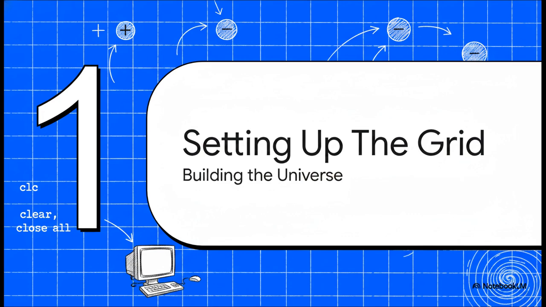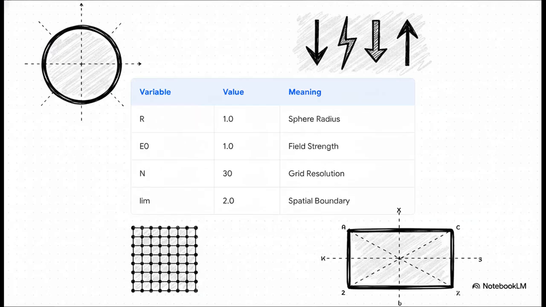All right, phase 1, setting up the grid, building the universe. Before we can do any physics, we've got to build a blank canvas. And we do that by clearing out the computer's old memory with the quick clc, clear, close all. Now, with a clean slate, we immediately set the ground rules and the size of our universe. We do this by declaring 4 simple variables.